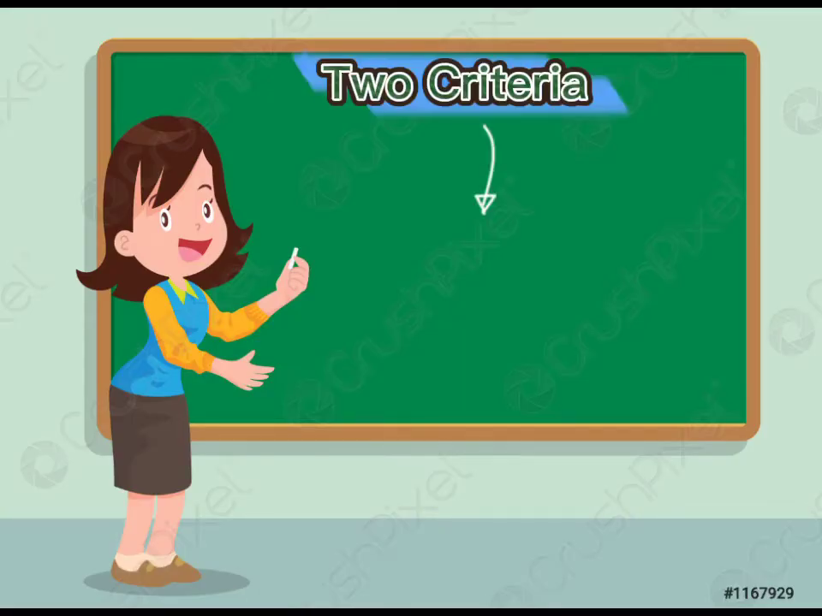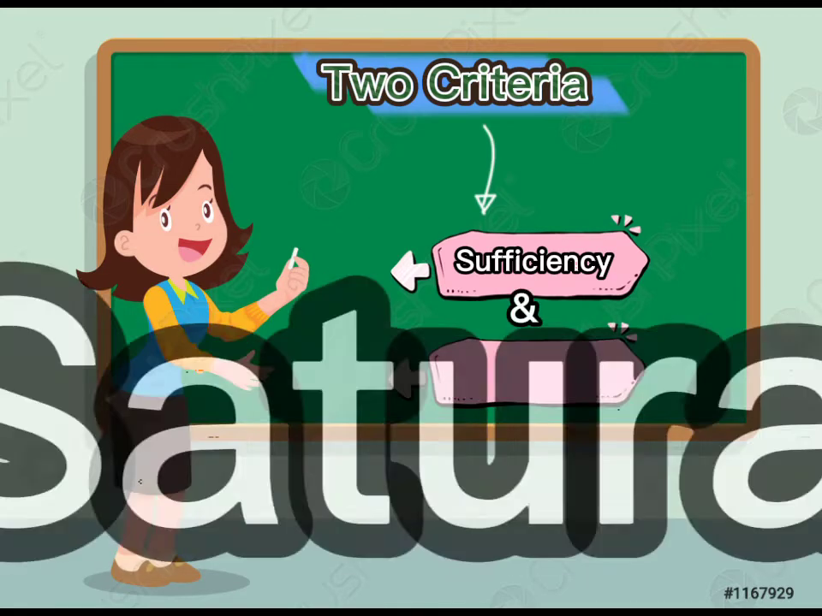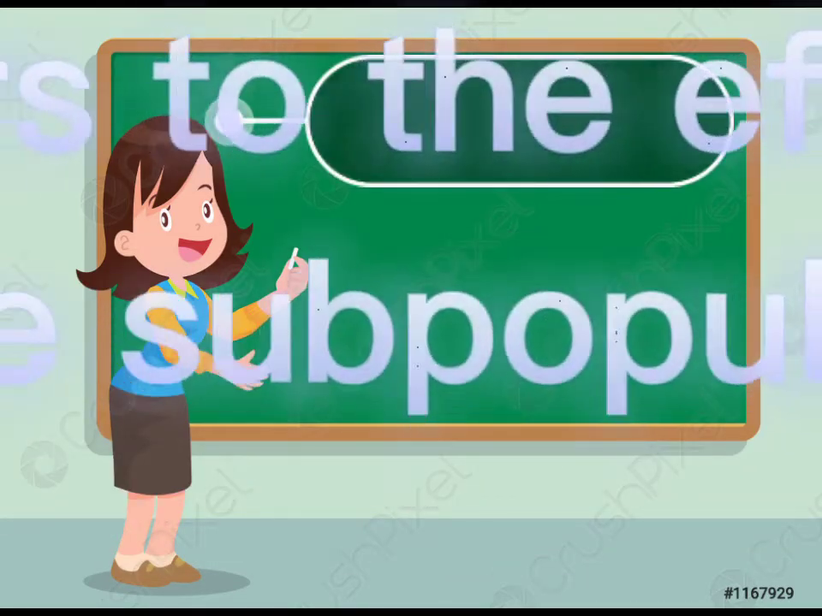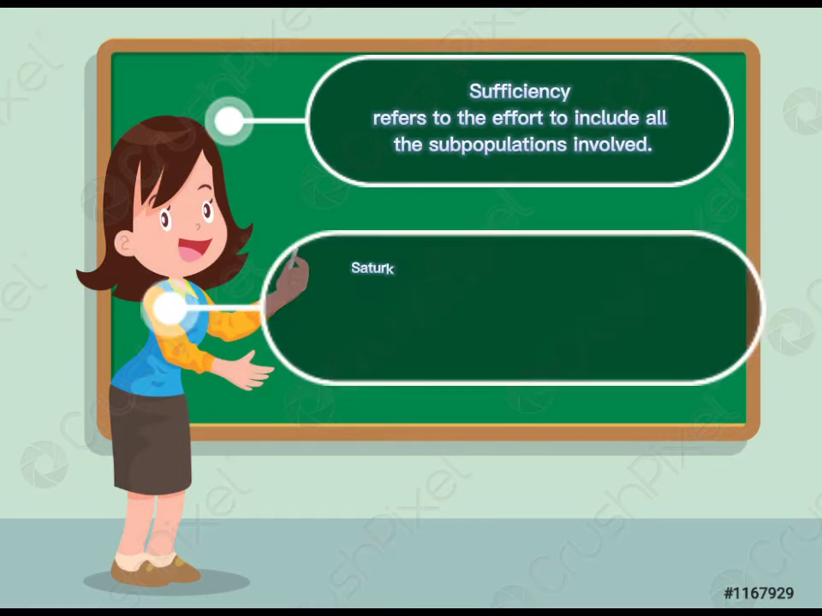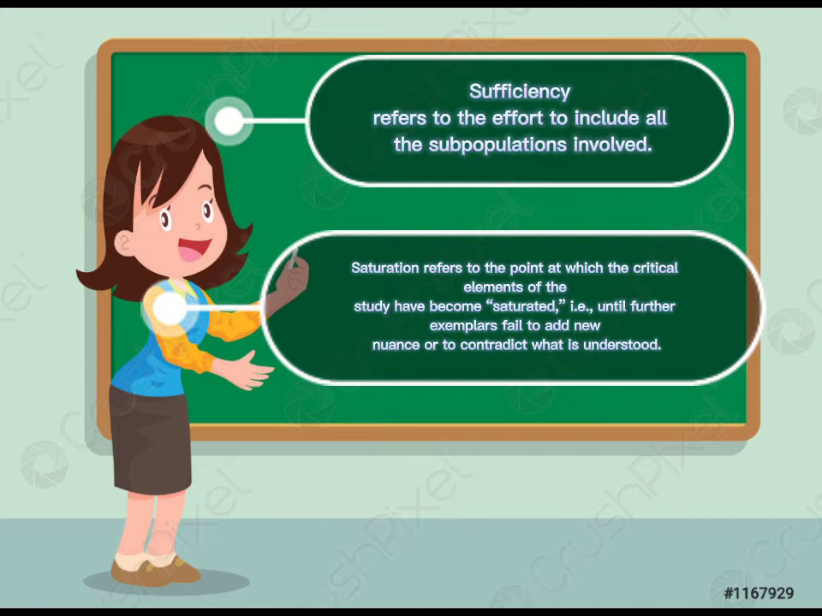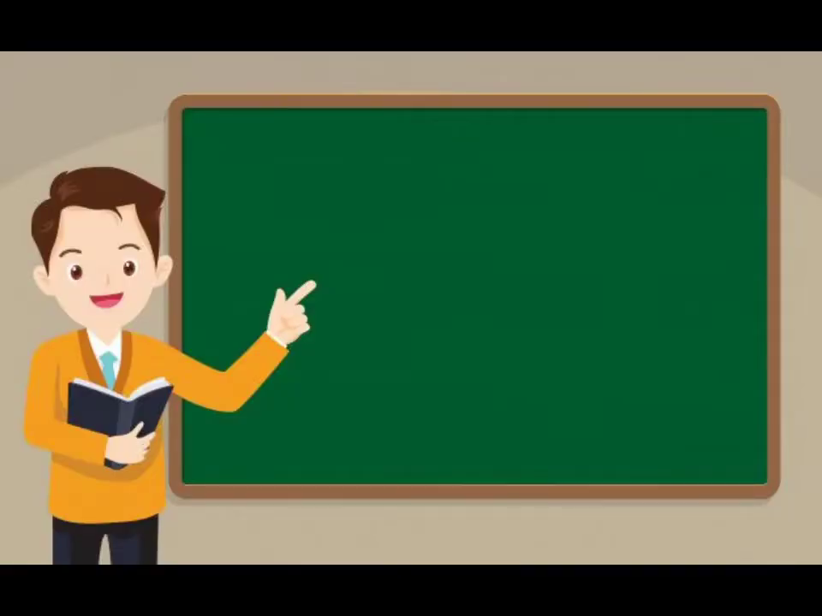The 2 criteria for determining the right number of interview participants are sufficiency and saturation. Sufficiency refers to the effort to include all the subpopulations involved. Saturation refers to the point at which the critical elements of the study have become saturated, that is, until further exemplars fail to add new nuance or to contradict what is understood. A second key factor must be involved, namely, the nature of the research question being asked.